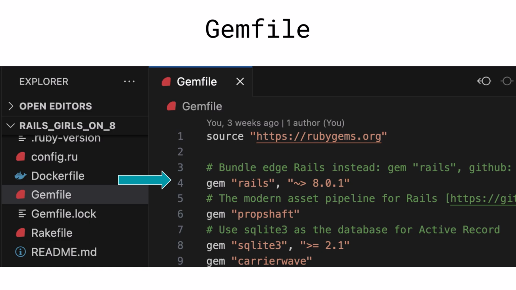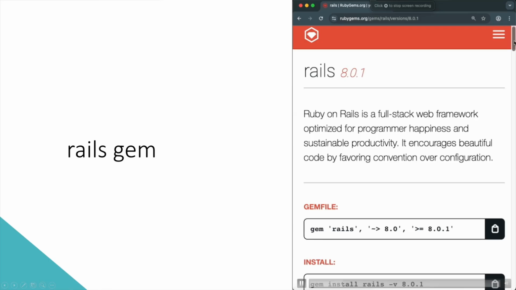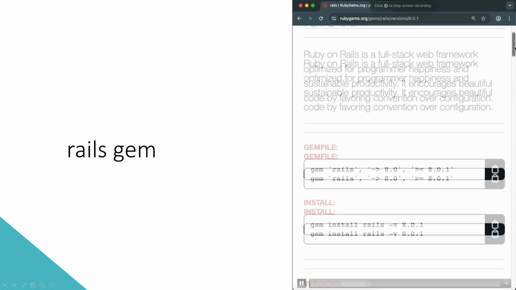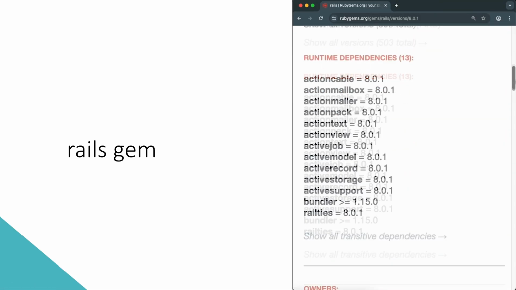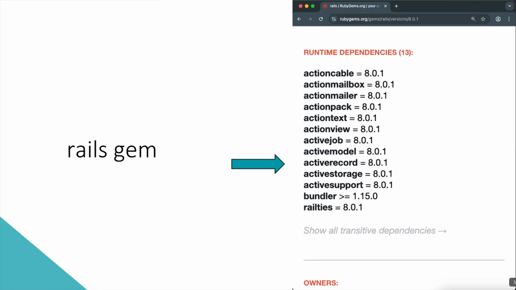Zoe finds the gem Rails and sees that it adheres to semantic versioning, where each version number consists of 3 parts: major 8, minor 0, and patch 1. Zoe ventures back to the rubygems.org site to see what her specific gem looks like. She can see that there are a lot of dependencies, including ActiveRecord. Each of these dependencies is its own gem, and each one is a component of Rails.